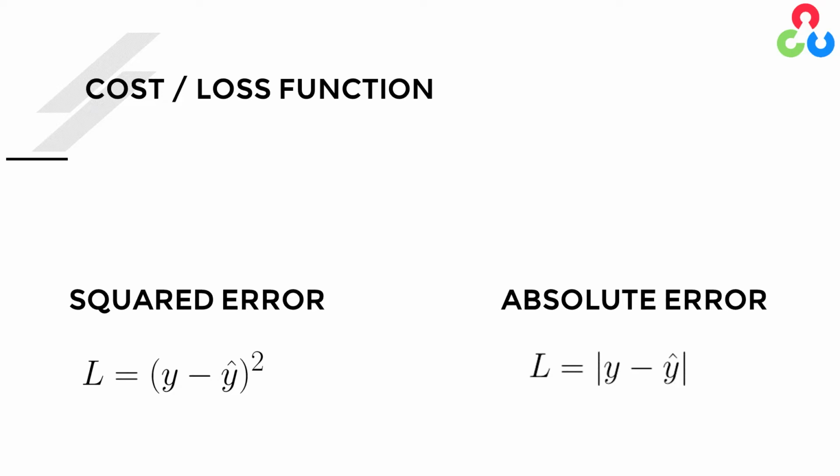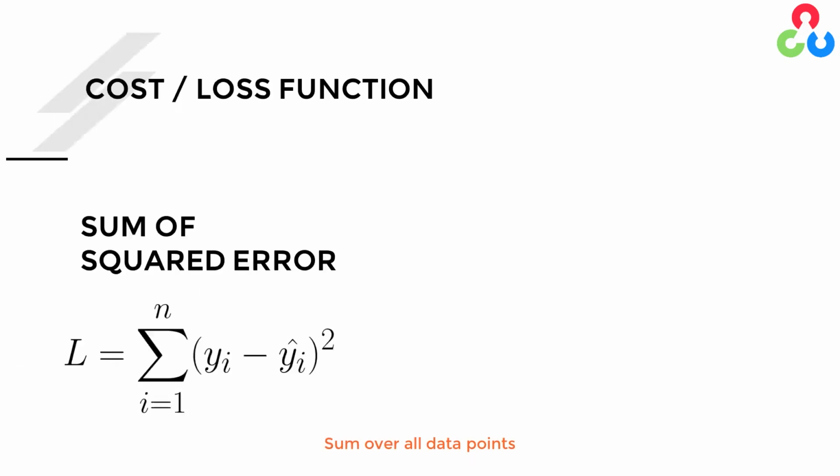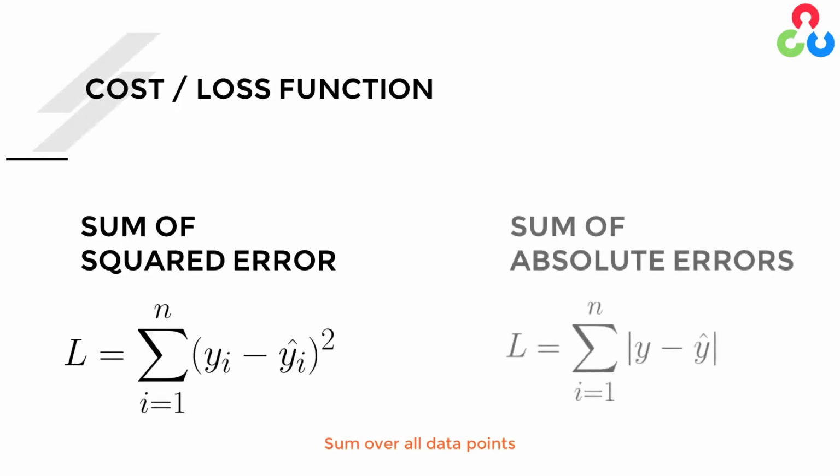However, there can be many data points in the training set. Let's say there are n data points. We want to minimize the error over all data points. So we get the sum of squared errors or the sum of absolute errors for all data points.